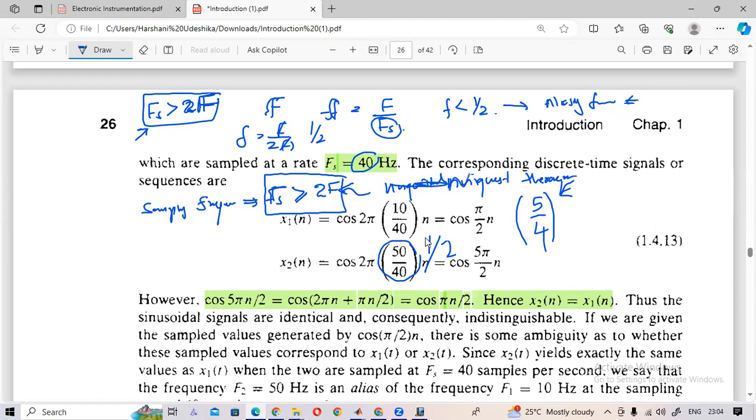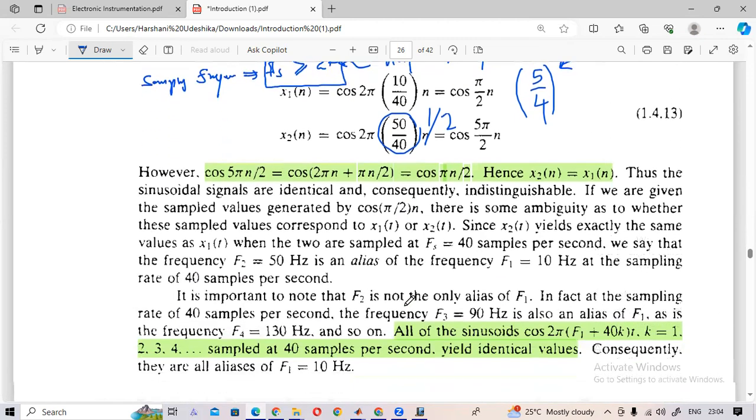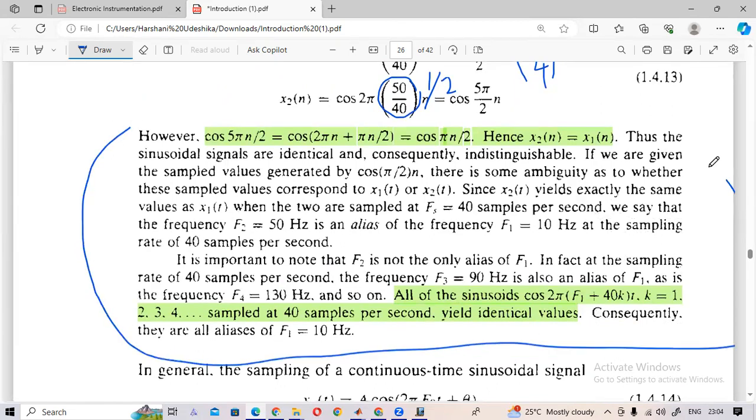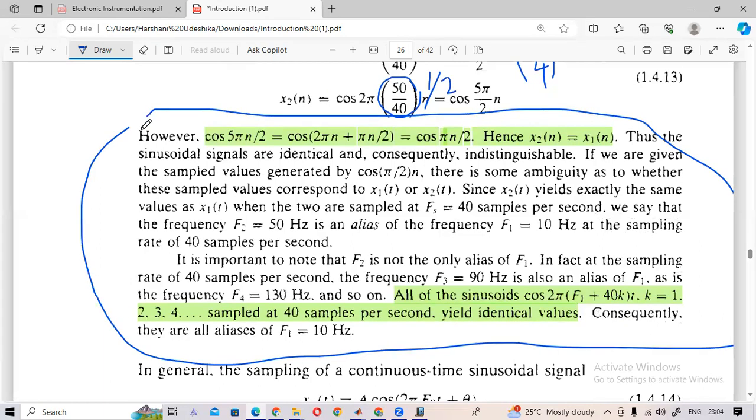Okay, this is the Nyquist theorem. The sampling frequency should be at least twice the signal frequency, otherwise you will get aliasing. Here you have that story.